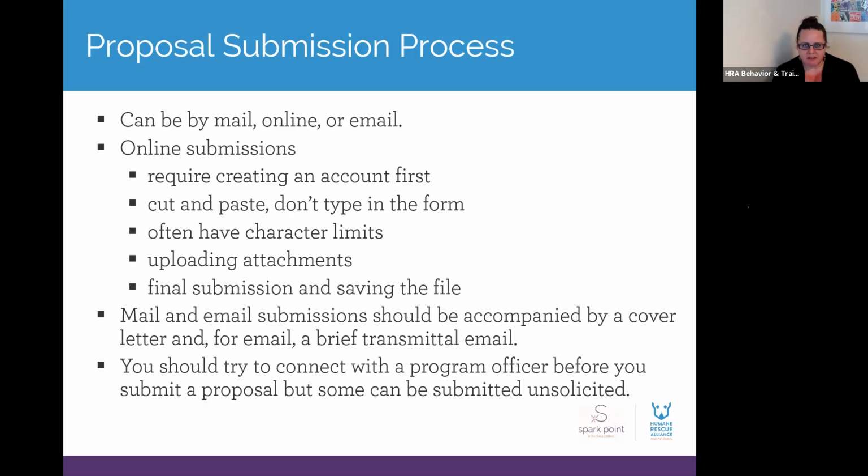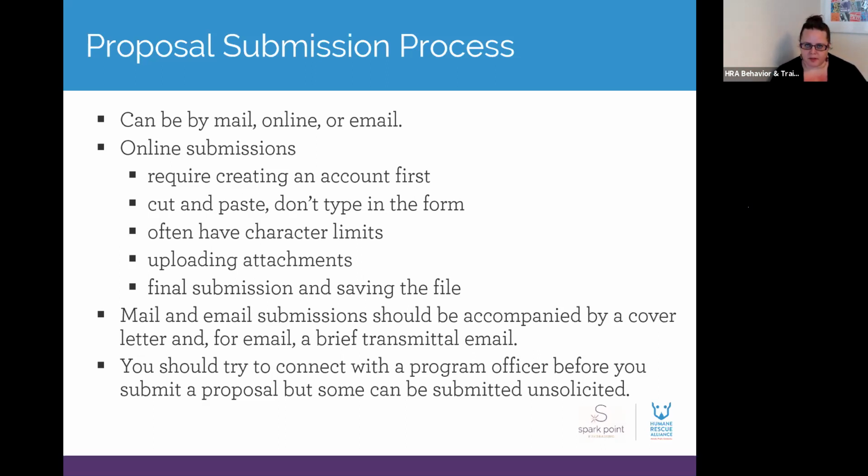So by mail is obvious, right? You print everything out, you put it in an envelope with an address and mail it. Online submissions tend to be a little bit more complex. They typically require you to create an account with an online program that they share via a website. Typically, you then go to that form online and see all the different questions that need to be answered.